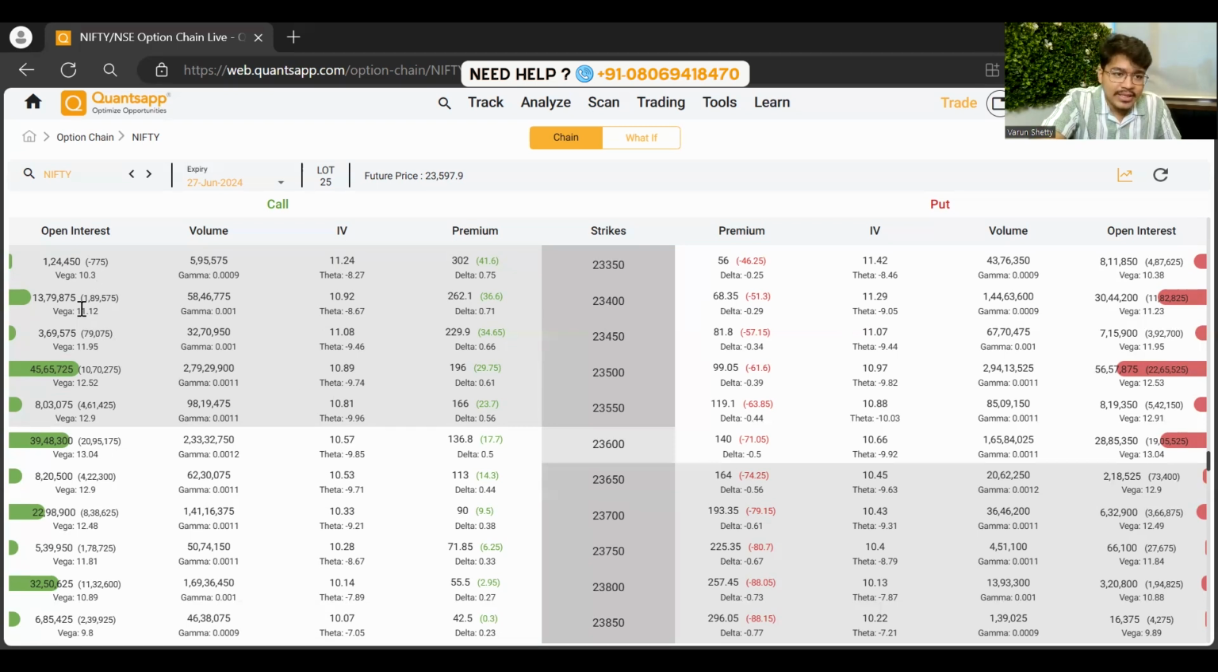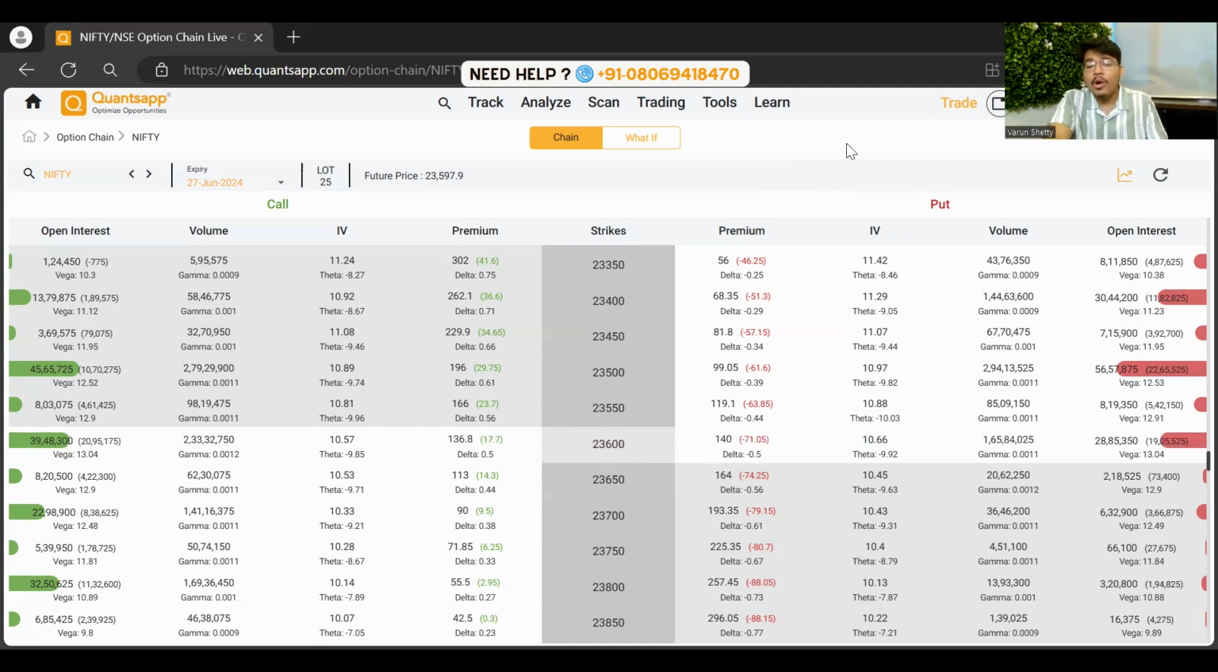Okay. So you can see the absolute open interest value, and in the bracket you will see the change in open interest from yesterday. As of now, on the at the money strike, 23,600, the current open interest is 39,48,300, out of which 20,95,175 open interest has been added today. If there is negative open interest like here, that means open interest has unwound. If it is positive, that means open interest has been added.